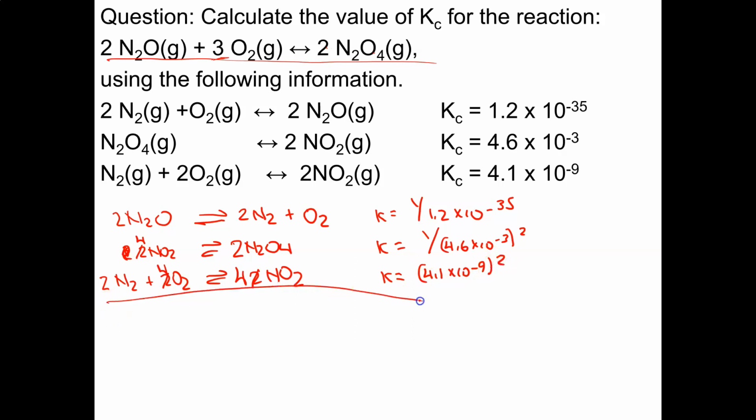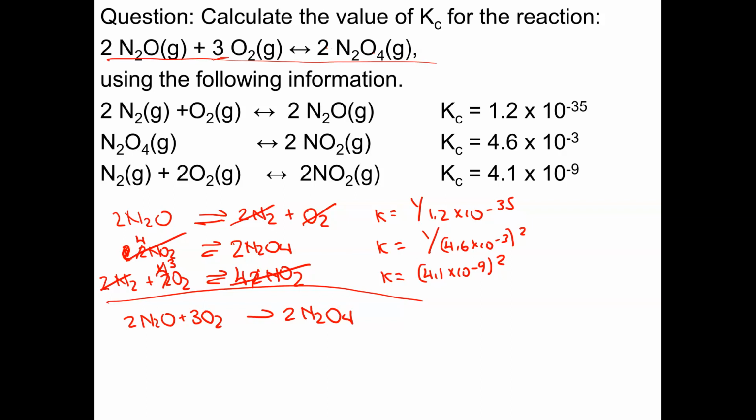So now do this, and then cancel those opposite sides. So you have 4 NO2 on this side, 4 NO2 there. They both go away. O2, I have 1 here, 3 here, because 1 minus 4 is 3. And 2, 2, and 2. So I'm left with 2 N2O plus 3 O2 produces 2 N2O4. Exactly what I was shooting for.